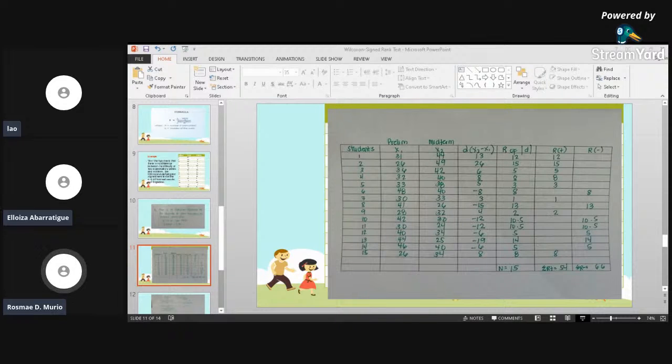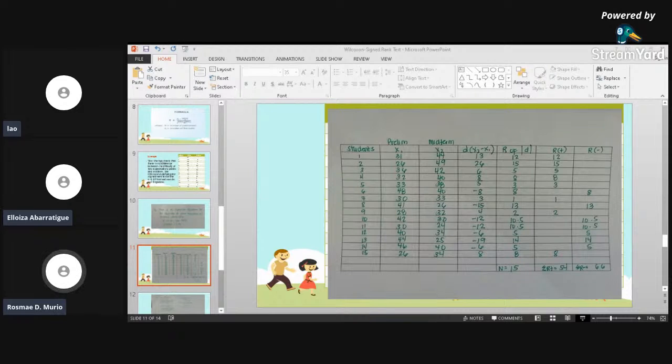Next is 32 minus 28 is equal to 4. And 30 minus 42 is equal to negative 12. So 24 minus 30 is equal to negative 12. And 34 minus 40 is equal to negative 6 kasi mababa si 34 kaysa kay 40. So, ikakopy lang po talaga natin ang negative.